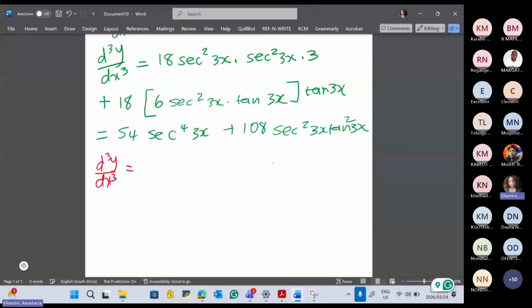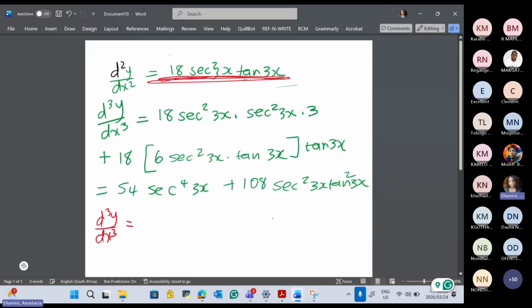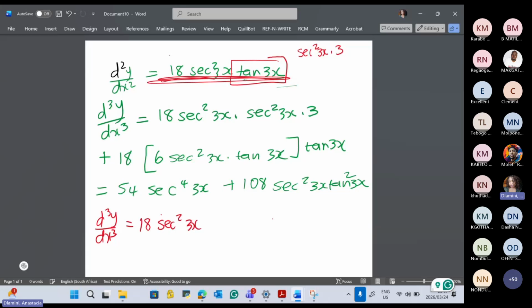So with me, let me start with this one because it's easier. Let's differentiate this function. What is the derivative of tan 3x? It's sec squared 3x times 3. We are together, right? So then this becomes 18 sec squared 3x times 3, and this one here remains like that, times sec squared 3x times 3.